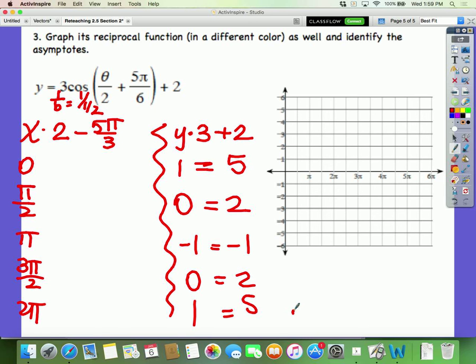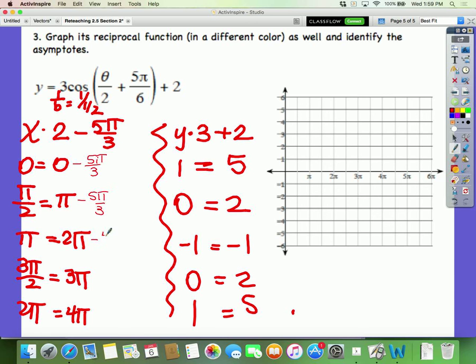I'm first going to start by multiplying every single x by 2. What's 0 times 2? Pi over 2 times 2. Pi. Okay? Pi times 2? 3 pi over 2 times 2? 2 pi times 2. Then I'm going to take every single one and subtract 5 pi over 3 from it. Okay? The first one will be easy because, hey, it's just 0.